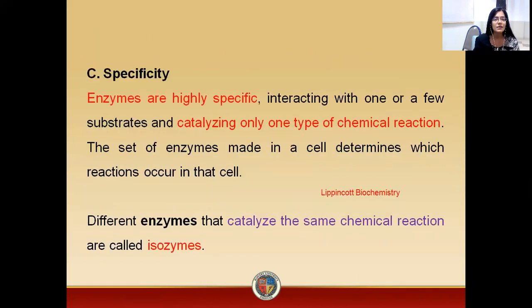Now, what is the specificity? Enzymes act specifically for the particular reaction and the particular substrate. So enzymes are highly specific. They catalyze only one type of chemical reaction. But everywhere we have exceptions. We have different enzymes that catalyze the same reaction, and such enzymes are the isozymes.